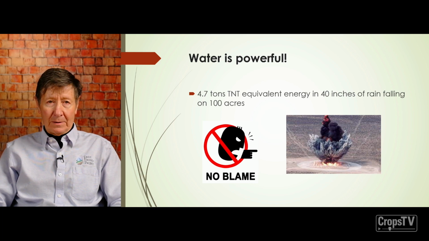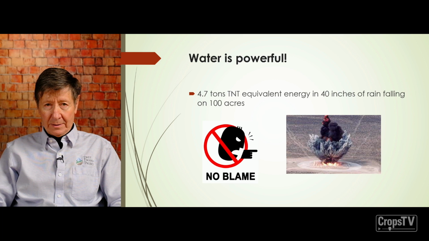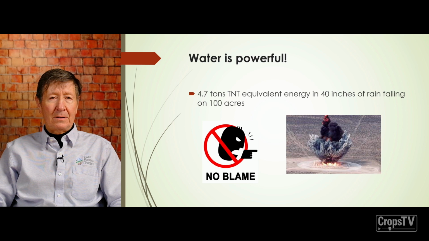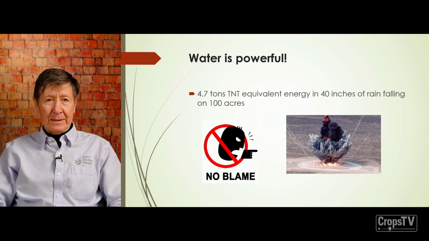Water is powerful. 4.7 tons of TNT equivalent energy is found in 40 inches of rain falling on 100 acres. Now, for those that hunt, understand that one 12-gauge shotgun shell has about 1/20th of an ounce of gunpowder, similar to TNT, to give you just an idea of how much power is in that falling rain. So farmers must not only grow a crop, manage a crop, keep water in place, they must manage that rainfall and water such that it doesn't degrade soils.